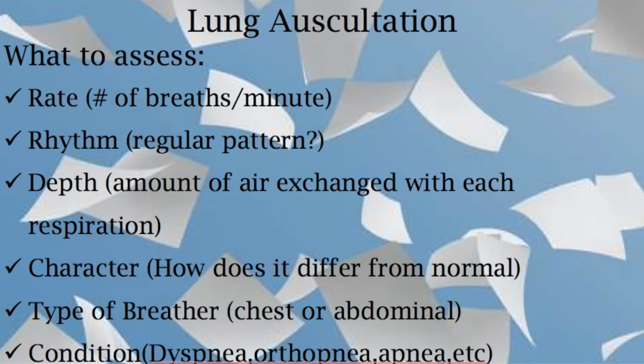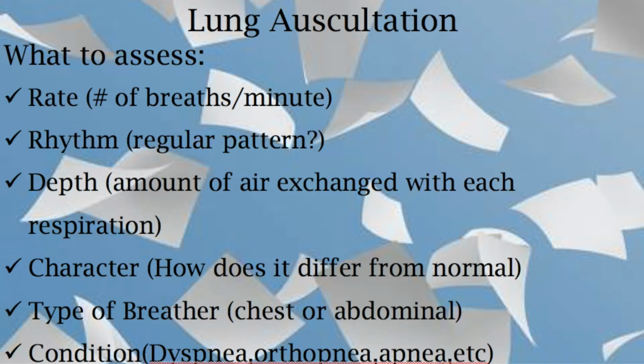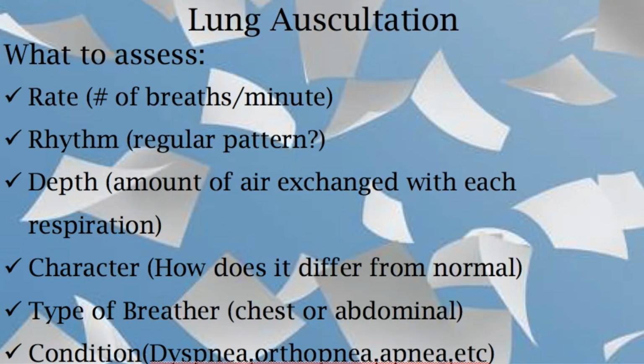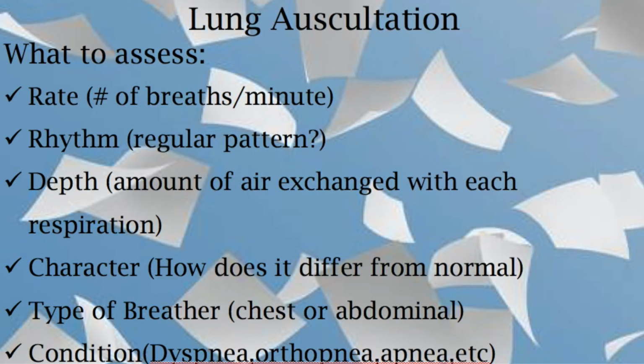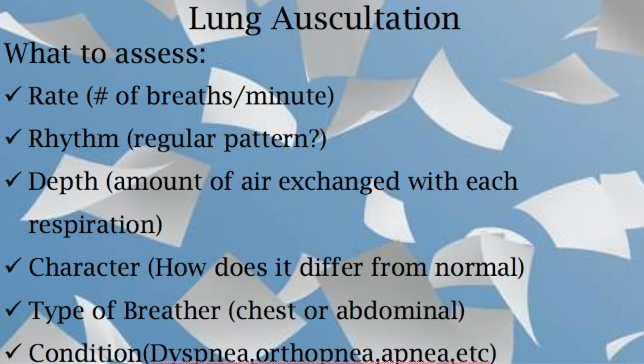The things you assess while performing auscultation are the rate, which is the number of breaths per minute, the rhythm, which is the regularity of the pattern, the depth, which is the amount of air exchanged in each respiration, the character, which is how it differs from normal, and the type of breather, which is chest or abdominal. Here we have Tracy being a chest breather, and here we have Tracy performing the actions of an abdominal breather.